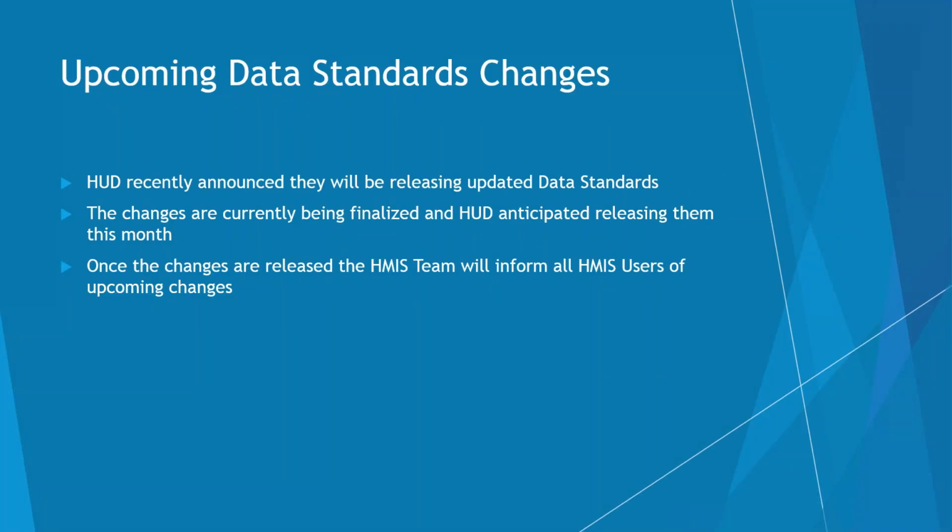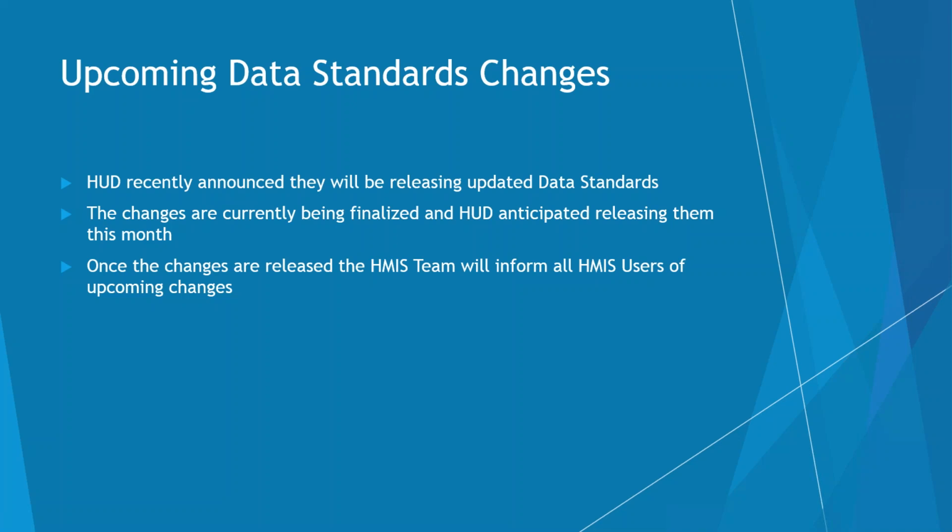We did also recently hear from HUD that they will be releasing an updated data standards manual. The last one that we had was from April of 2018, and they are currently working on the final updates, which should be released. They told us it was intended to be released at some point this month.